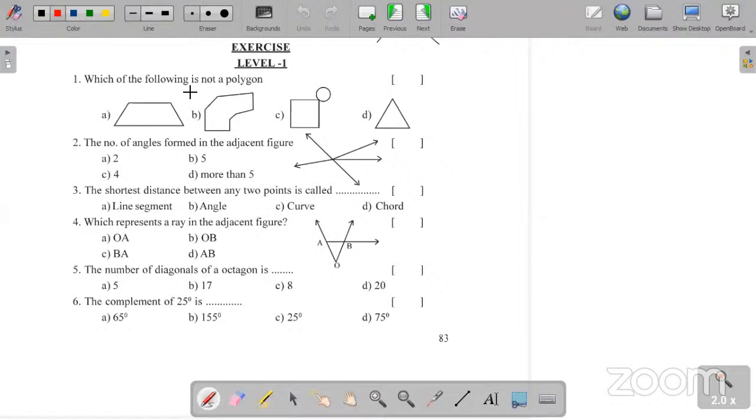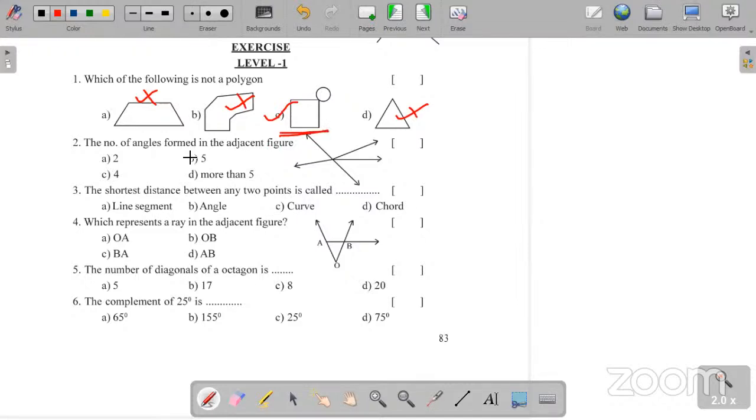See, which of the following is not a polygon? This is a polygon. So this is a polygon. This is a polygon, but here the circle is there. So you can find out what our answer is. Which of the following is not a polygon? It's a polygon only, but here the circle is there. It's not a polygon. So C is the right answer. Not a polygon means it is not a polygon.